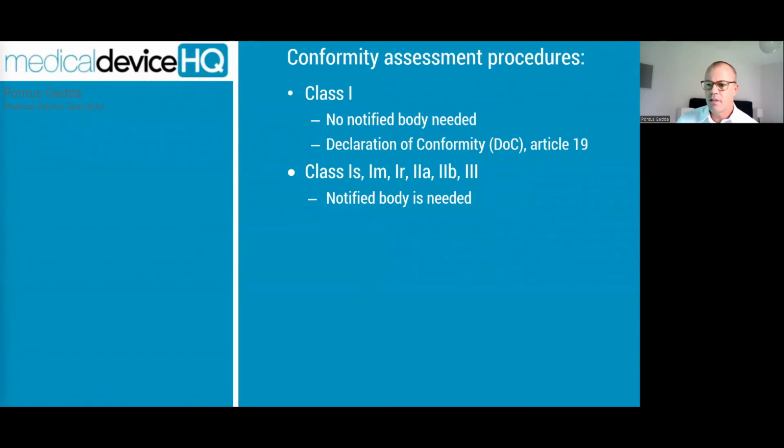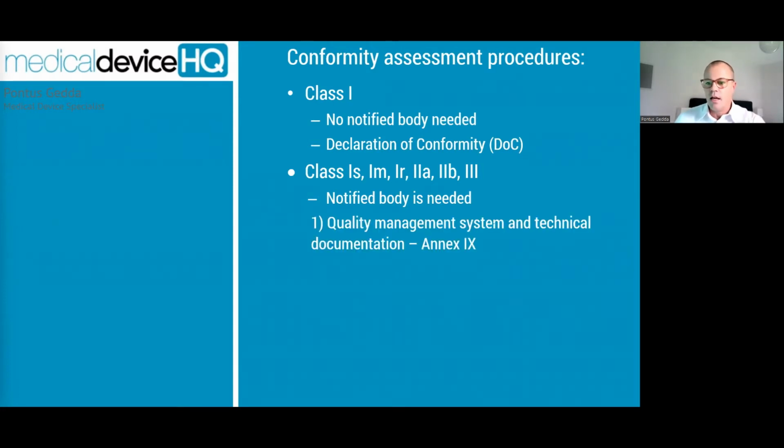So for conformity assessment for all other classes than pure class 1, it is required to involve a notified body. And there are 3 different conformity assessment procedures stipulated in the MDR for those classes of devices. The first option is quality management system and technical documentation according to Annex 9. This is, as it basically says, a procedure that requires the notified body to assess the full quality management system by auditing, and also to call in technical documentation for assessment of the documentation related to the product.